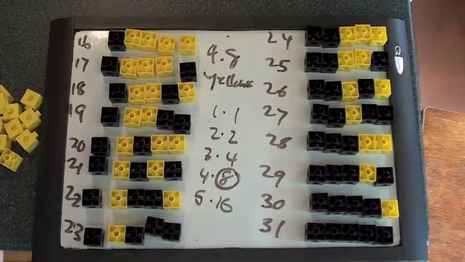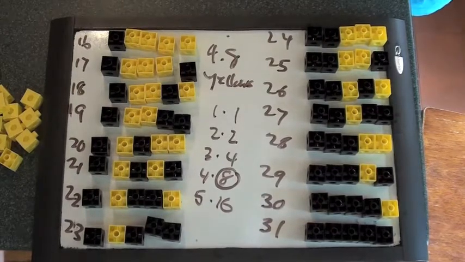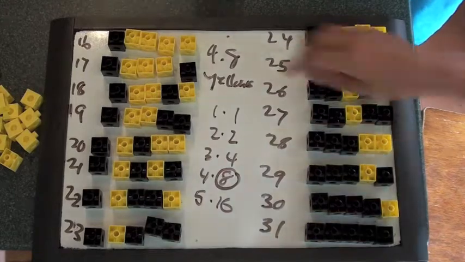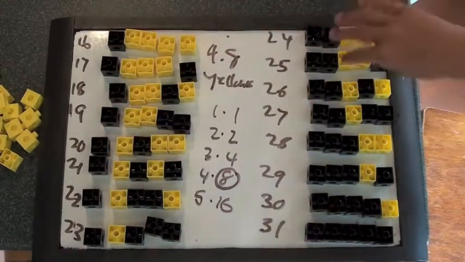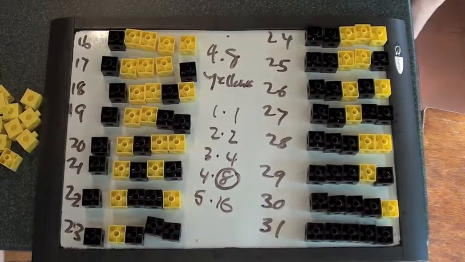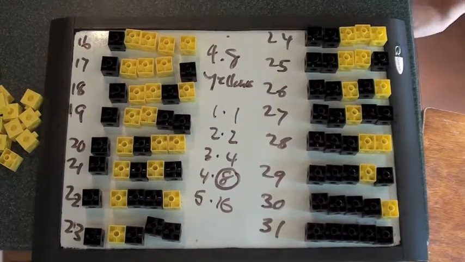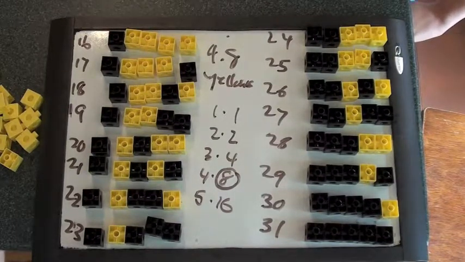What do they do in the third digit? It's four yellows, four blacks, four yellows. What do they do in the fourth digit? Eight yellows, eight blacks. Okay, can you see why each one is half black, half yellow? Because it seems like they relate to the powers of 2. 1, 2, 4, 8.